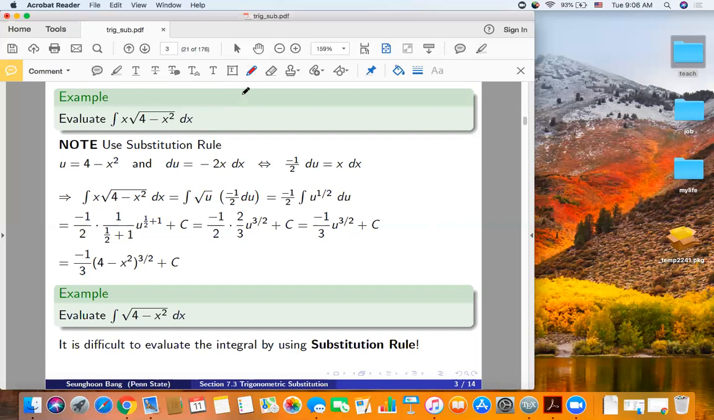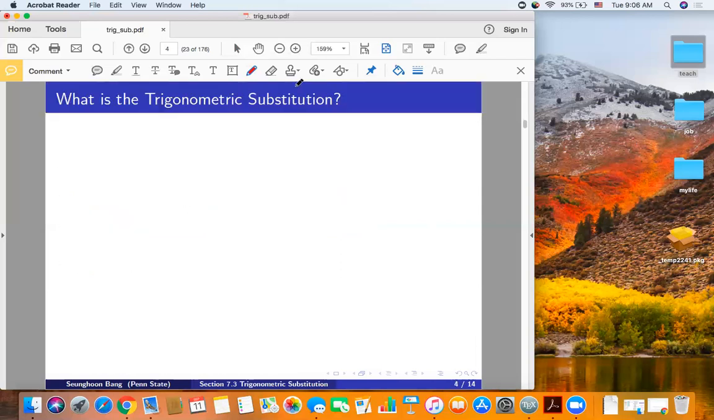So how can you solve this problem? We learn a new technique for solving this kind of problem that we call trigonometric substitution. So I'm going to explain what the trigonometric substitution is. The trigonometric substitution comes from u substitution. We can use it like this.